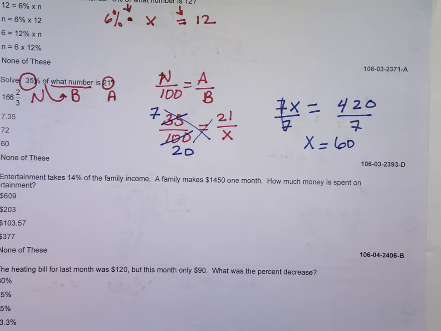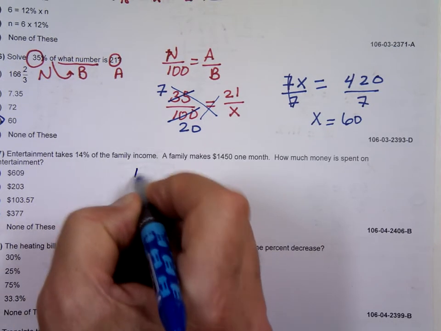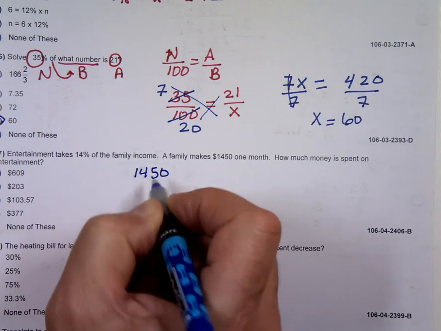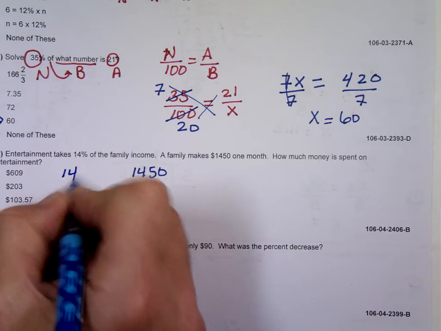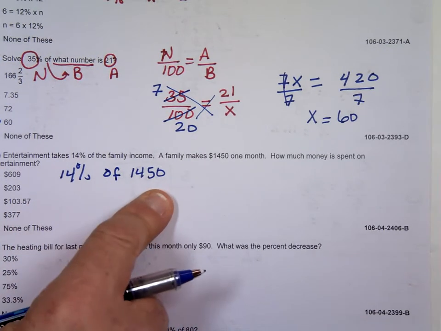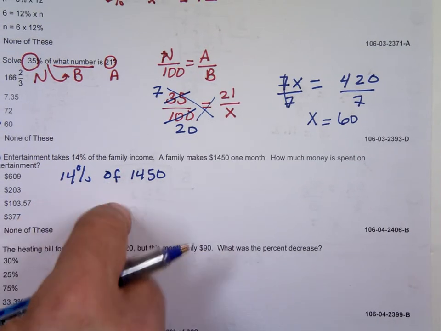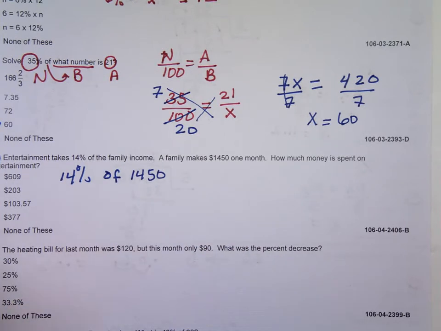This question, application. Entertainment takes 14% of family income. A family makes $14.50 a month. How much money is spent on entertainment? It's 14% of the income, and the income is $14.50. So it's 14% of the $14.50. Now, if you want to do this, of means multiply.